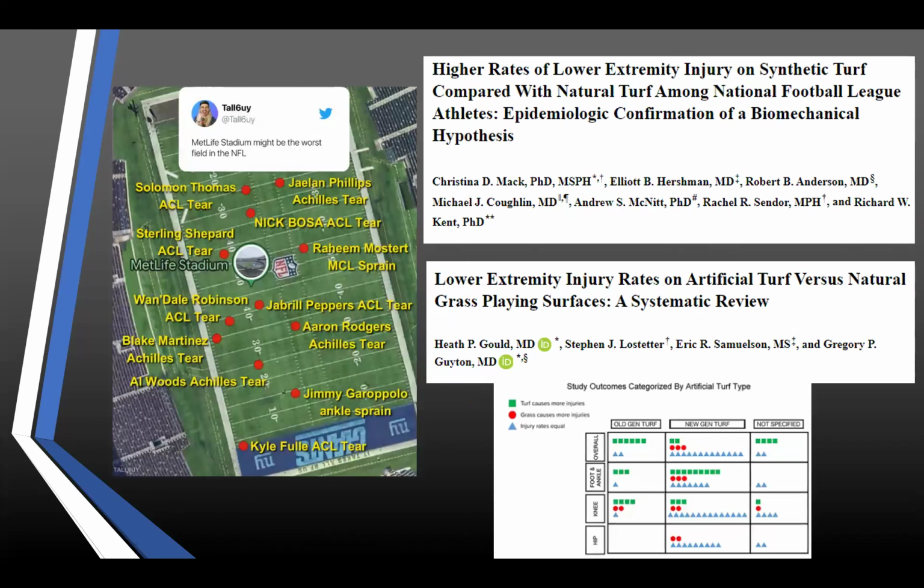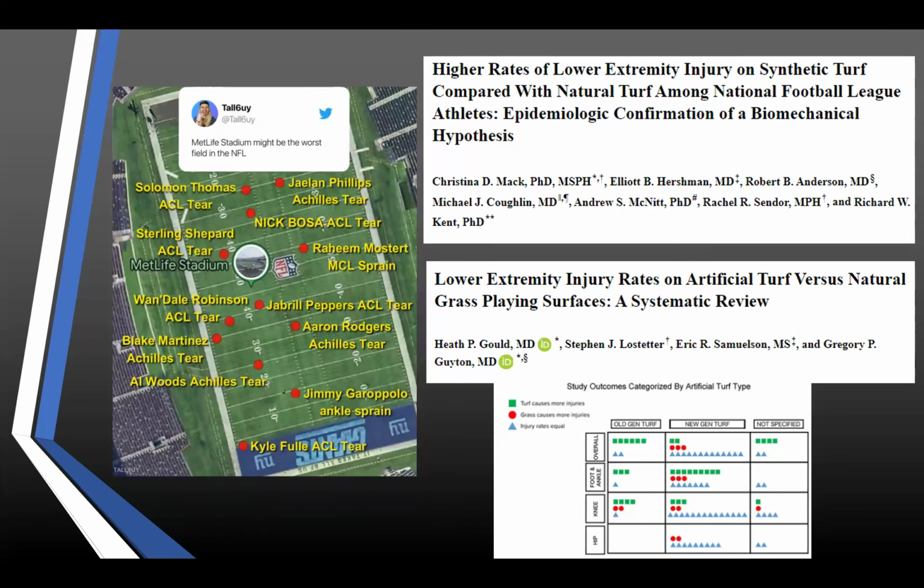So in this graphic here, in this media, this injury is dear to my heart. It does show that, at least anecdotally, there are significant injuries that took place at MetLife Stadium on that turf. But the question is, is this just anecdotal, or is there really data out there to support that there is more incidence of injuries when playing on turf?